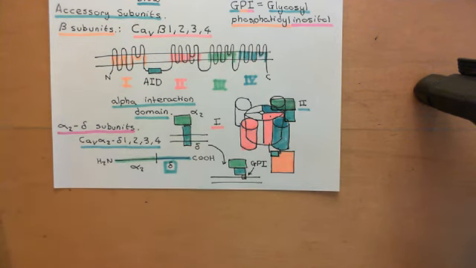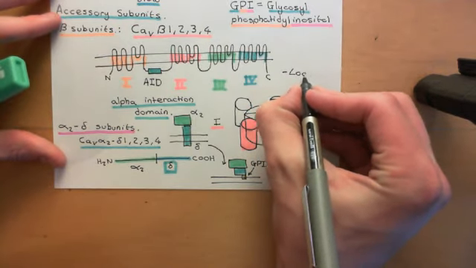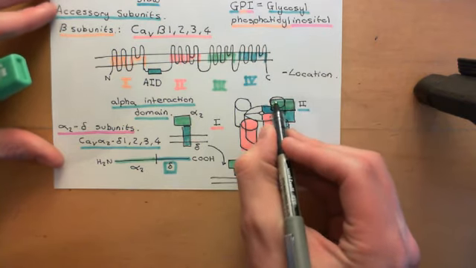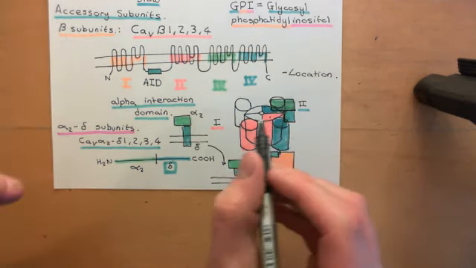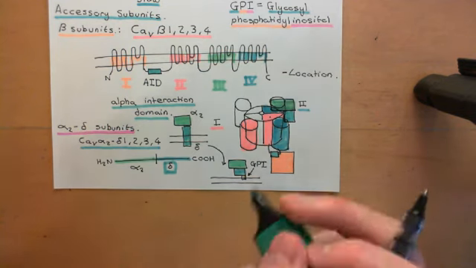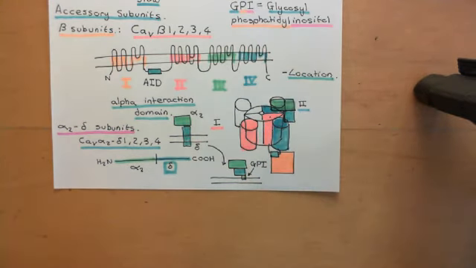Now the alpha-2 delta subunit is believed to do a huge number of different things for the voltage-gated calcium channel. One of the things that it's supposed to be really important in is deciding the location that the voltage-gated calcium channel ends up in. So it's believed that it binds to a whole bunch of other proteins and hence localizes the voltage-gated calcium channel in a certain portion of the cell membrane. So location is one of the big things that alpha-2 delta subunits are involved in controlling.